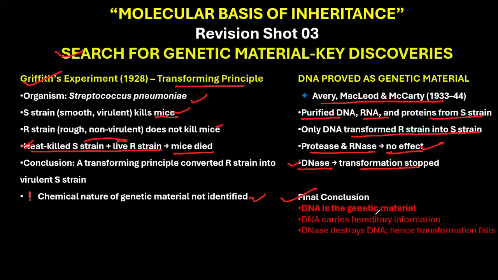Now, final conclusion, DNA is the genetic material. DNA carries heredity information. DNase destroys DNA, hence transformation failed. And it was proved that DNA is the genetic material. Now, this is very important, especially this Griffith's experiment. This is very important. Transforming experiment, transforming principle.